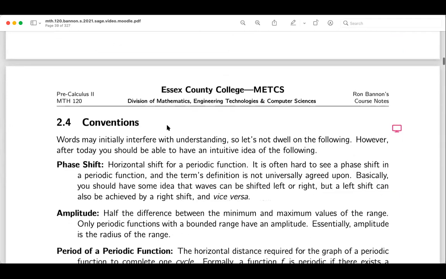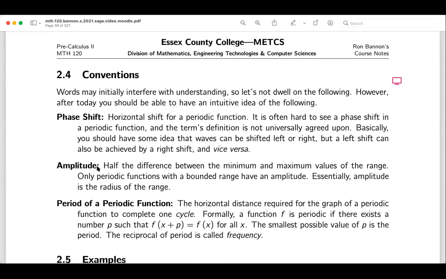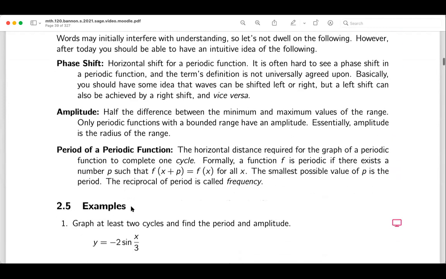Bottom line, we did mention some conventions. One was phase shift. Sometimes it's difficult to detect a phase shift, right? You're looking at a curve, and those are moved around because they're periodic, right? Amplitude, though, is something we're going to see in the sine and cosine. We're going to see the period of these functions too. How long does it take to complete one cycle of it, all right?